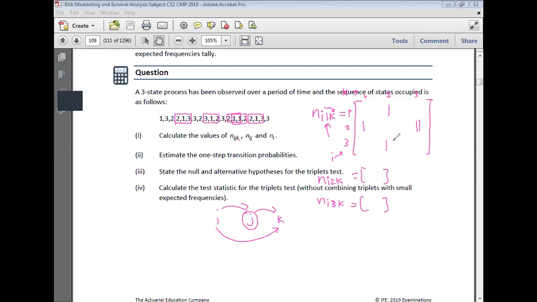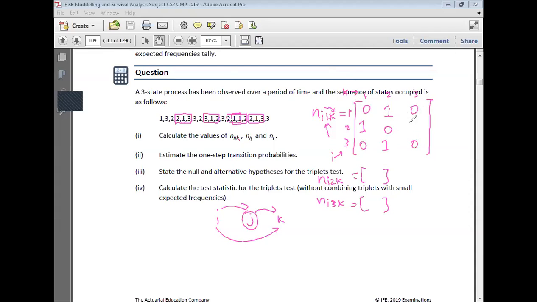So again, remember, this is not a probability. This is not a transition matrix. This is the number of transitions you make from I to K when you have J as 1. So this will be 1, this will be 1, this will be 1, 0, 0, 0, 0, 0, and this will just be 2.